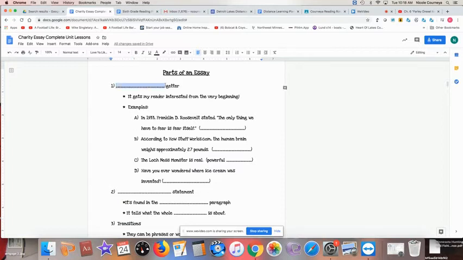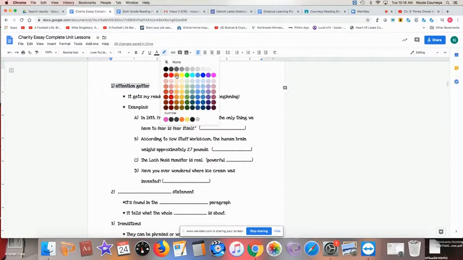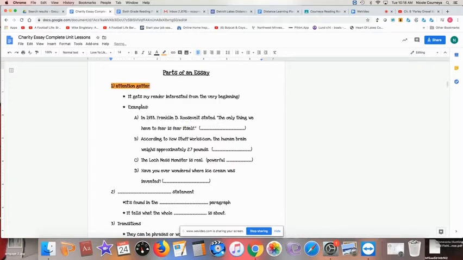Okay, so the first thing that we're going to always run across is the attention getter. So if you wanted to, you can go ahead and write attention getter on that line. And if you would, go ahead and take an orange highlighter or an orange marker and mark that with orange. Every time we talk about the attention getter this year, we're going to be working with orange. Okay, now here's what the attention getter is. It gets my reader interested from the very beginning. You're hooking them into wanting to read your article. You guys have seen that whenever we've worked with Scholastic articles, there's always an attention getter.